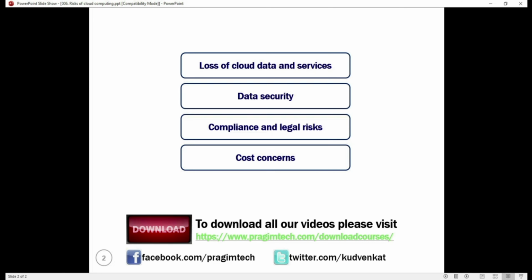Next, limitations. Low visibility and control. Public cloud infrastructure is owned by the cloud service provider, so you don't have much visibility and control over it. Compliance and legal risks. Since you don't have much visibility and control over the public cloud infrastructure, you are relying on the cloud service provider to protect data and adhere to local and international regulations.